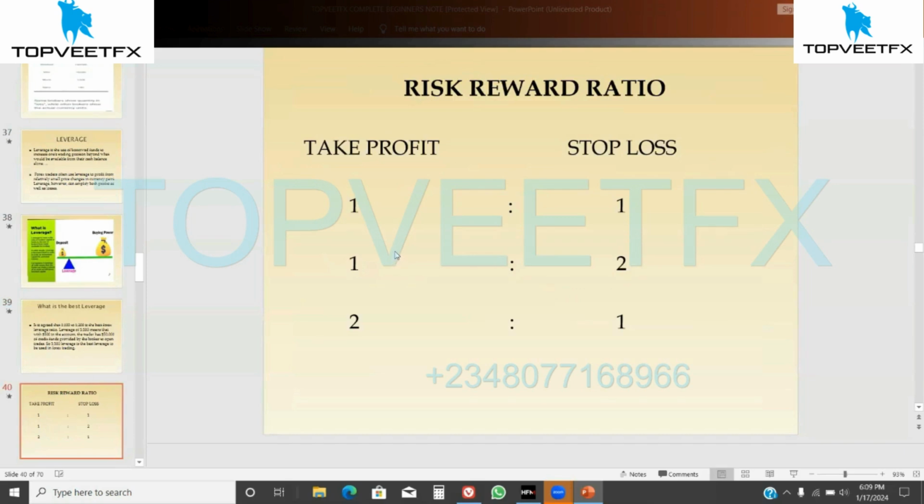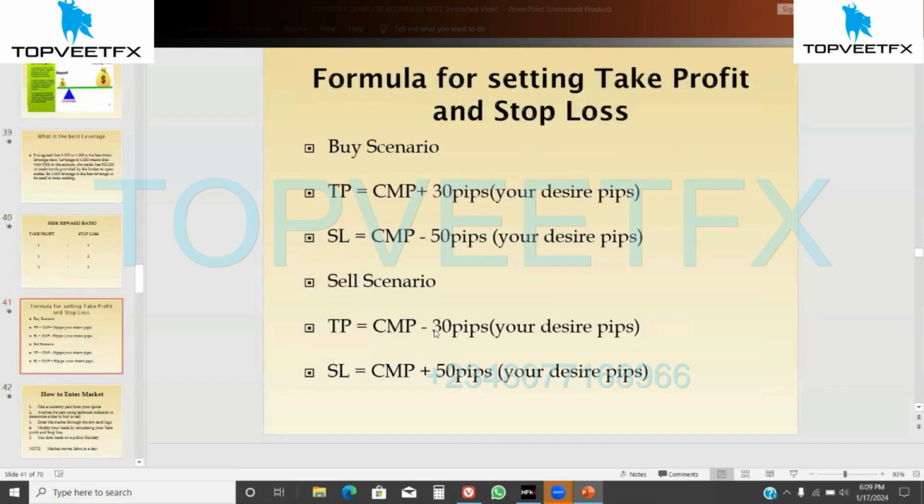Risk reward ratio, we said that some people are willing to risk $1 to get $1. Some people are risking $2 to get $1, while some people are risking $1 to get $2. And we said as time goes on, you will see yourself risking less and making more, which is 1:2. Now, today, we want to talk about the formula for setting take profit and stop loss.